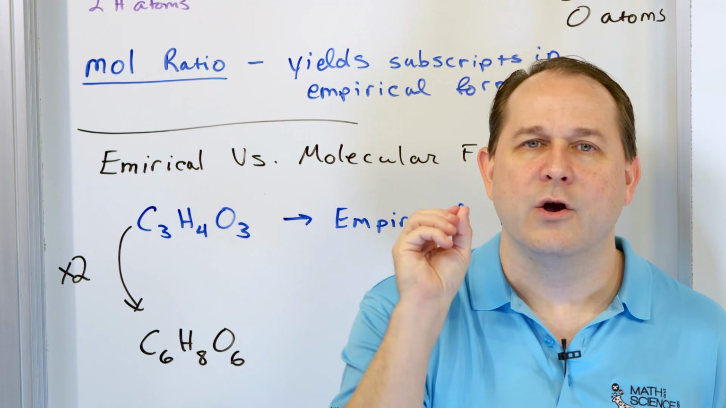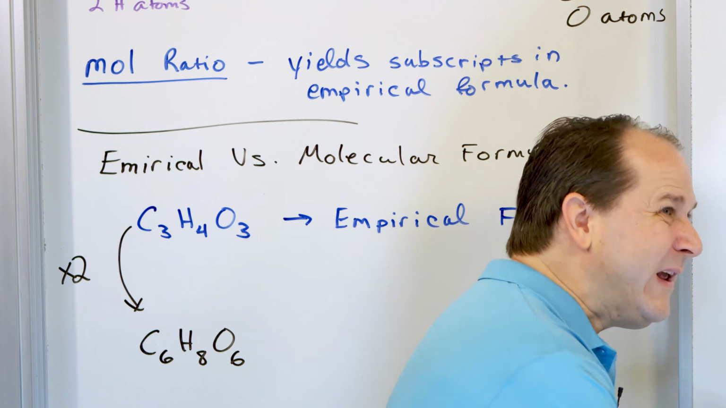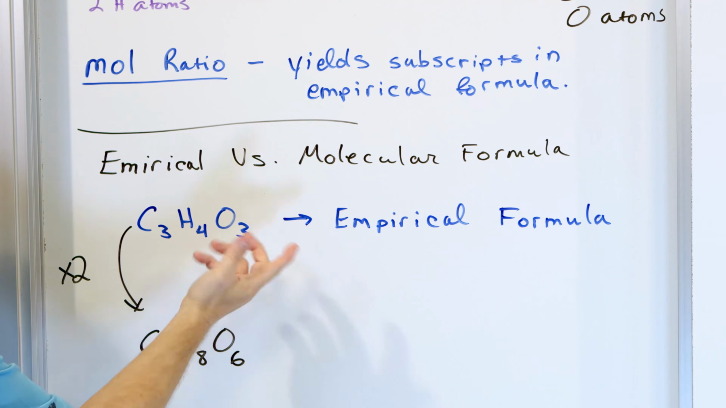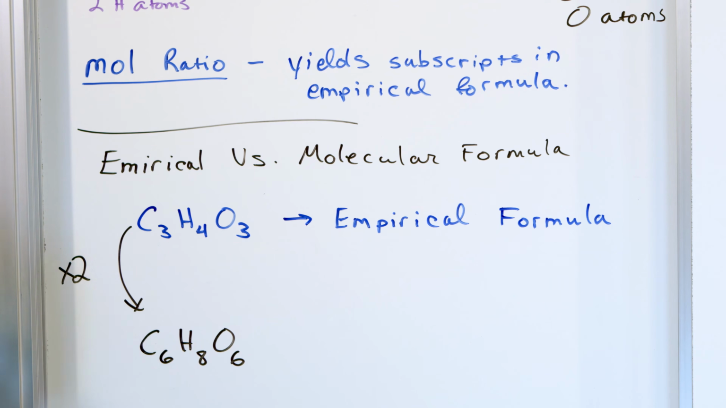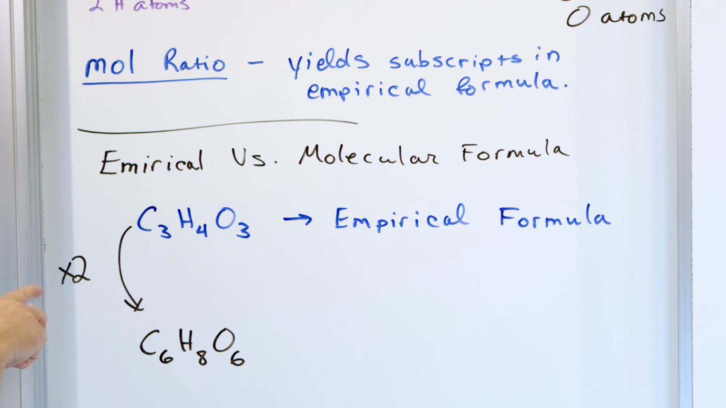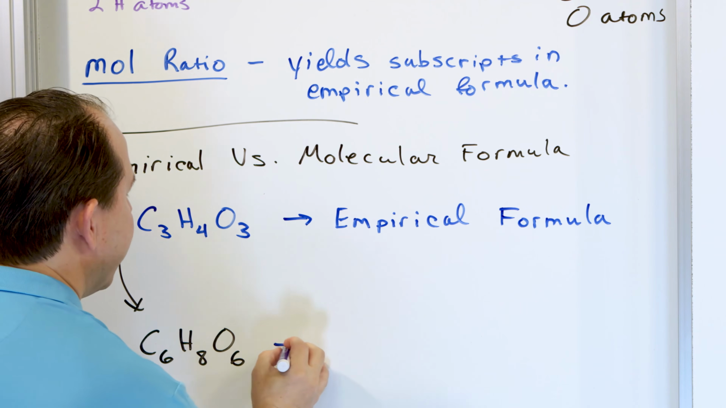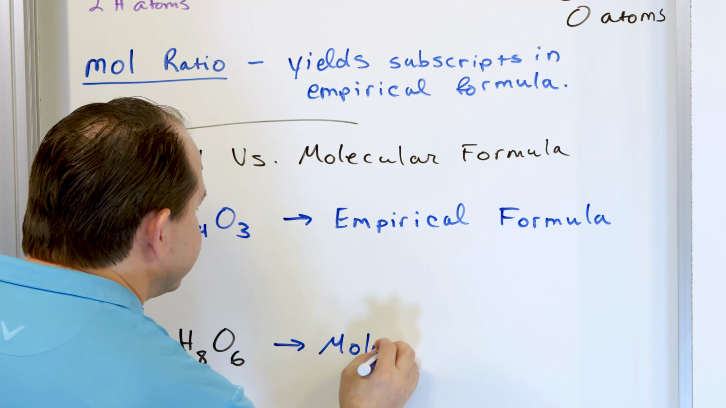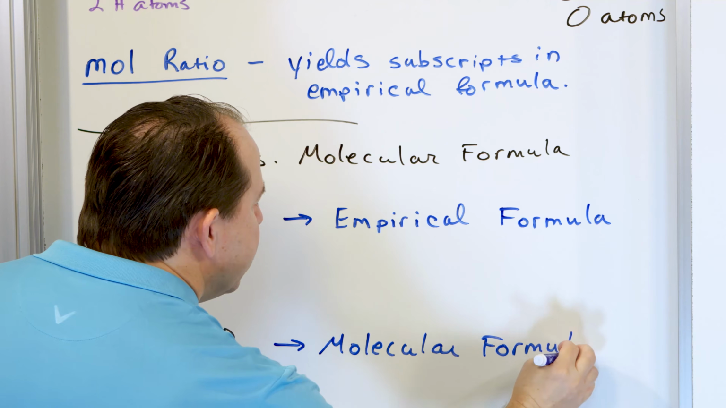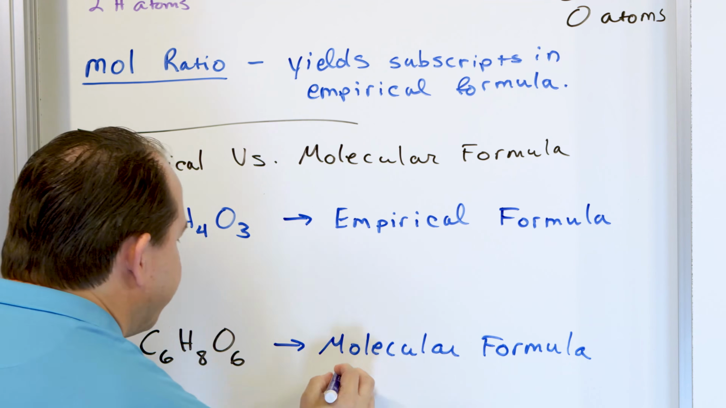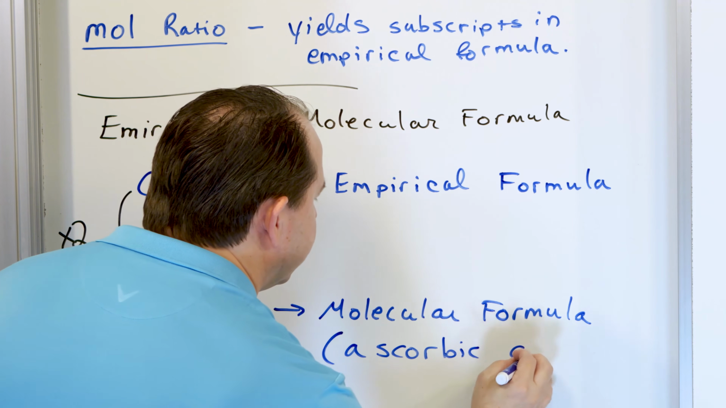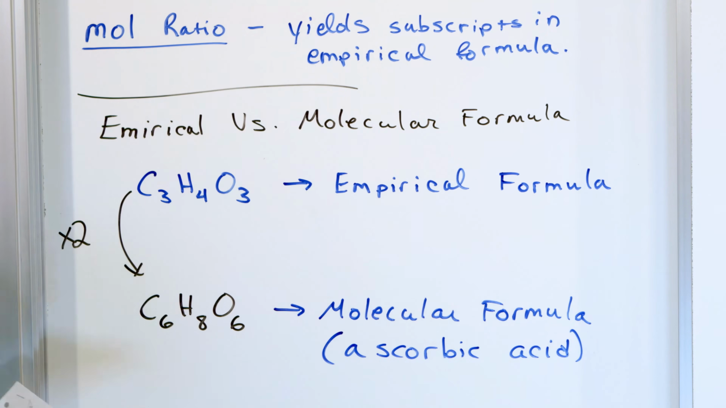So the question is, which one's right? Which one really is the molecule? Is the molecule really C3H4O3, or is it C6H8O6, or is it something else? Well, in this case, for this example, this is the actual formula of the actual molecule, and this is called the molecular formula. So the easiest way I know to explain it, and this is called, by the way, ascorbic acid. You're not expected to know that or anything. I just want to tell you, ascorbic acid.